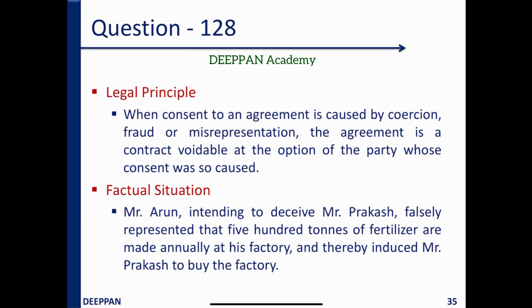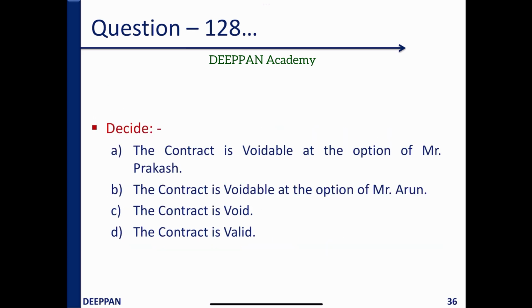Legal principle: when consent to an agreement is caused by coercion, fraud or misrepresentation, the agreement is a contract voidable at the option of the party whose consent was so caused. Factual situation: Mr. Arun, intending to deceive Mr. Prakash, falsely represented that 500 tons of fertilizer are made annually at his factory, and thereby induced Mr. Prakash to buy the factory. The contract is voidable at the option of Mr. Prakash.